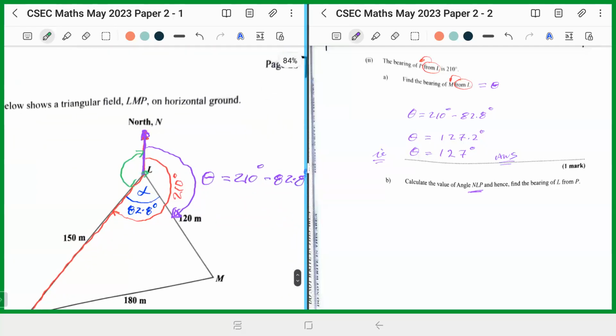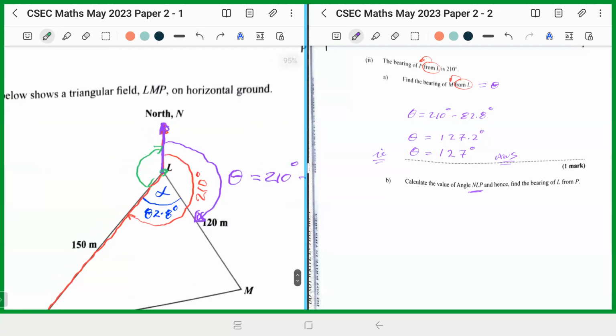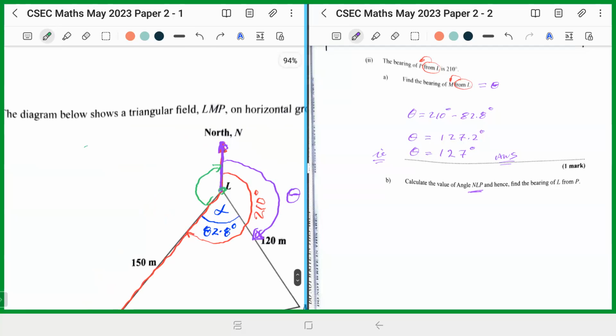the total angle around this point, so to go all the way around, will be 360. Up to this point we have 210. The remaining angle in here is 360 minus 210. So we can mark it on the diagram. 360 minus 210 looks like 150 degrees. It's this angle in here that I want.